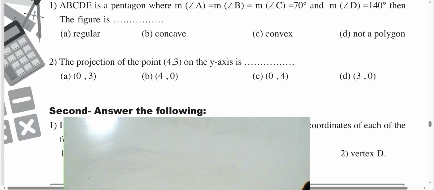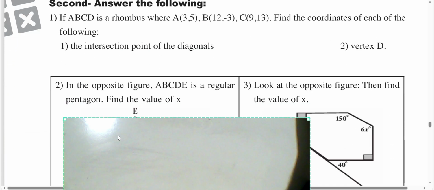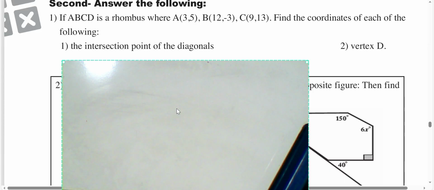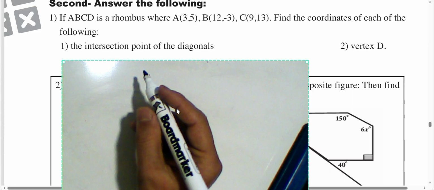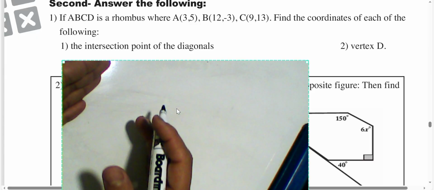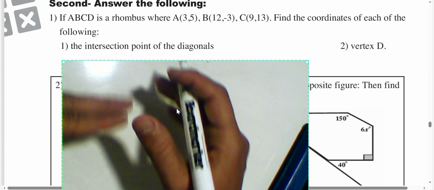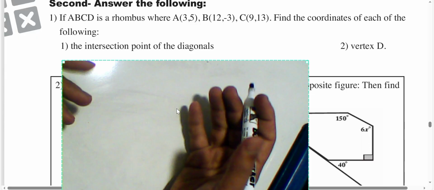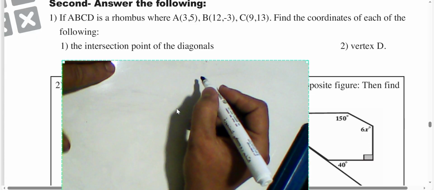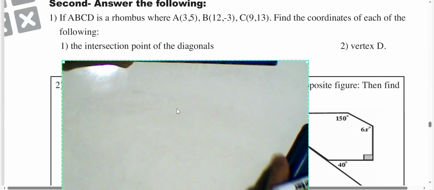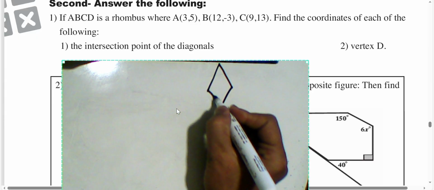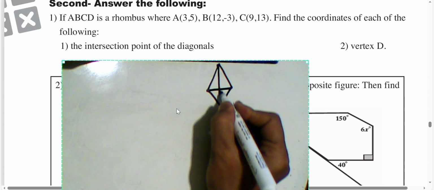Choose letter A. Second question, ABCD is a rhombus. Find the coordinates of each of the following: the intersection point of the diagonals and the vertex D. You can draw in your notebook the points A, B, C and then complete the rhombus to find the missing point, or you can use the algebra method to find the answer. Look at here with me about this method. We have a rhombus. The properties of a rhombus: two diagonals bisect each other and are perpendicular.